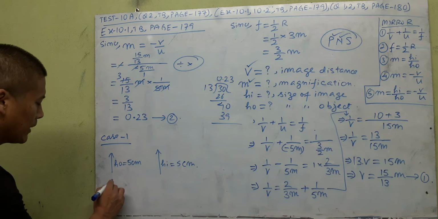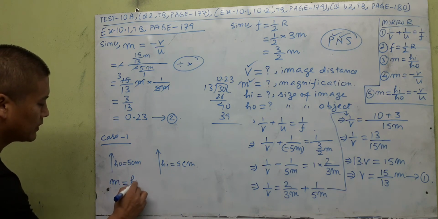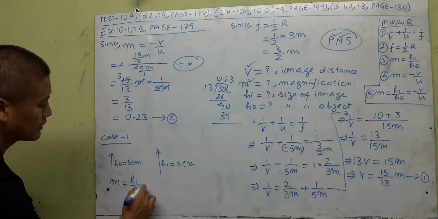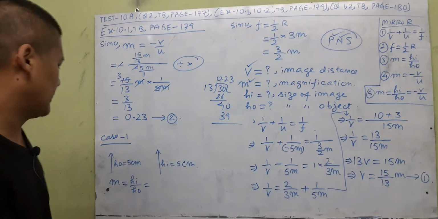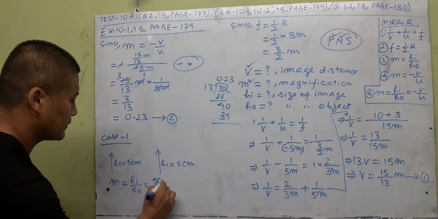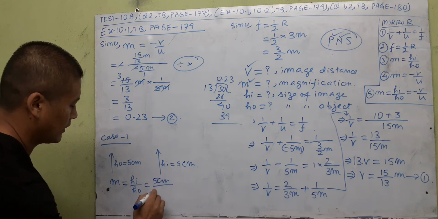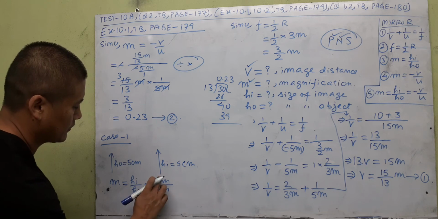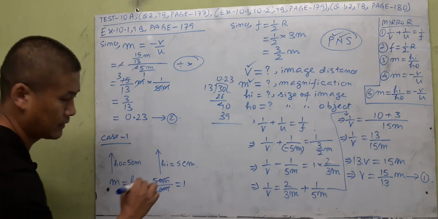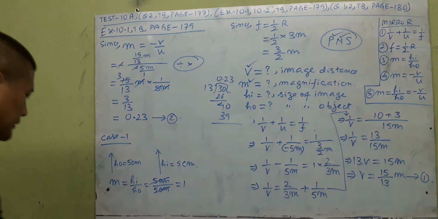Then what happens to m? We know m is formula HI by HO basically, as you can see here, right? So this is 5 centimeter by HI is 5 centimeter by HO also 5 centimeter. So we can very clearly see here that this will cancel and you'll get 1. So what do we write here?